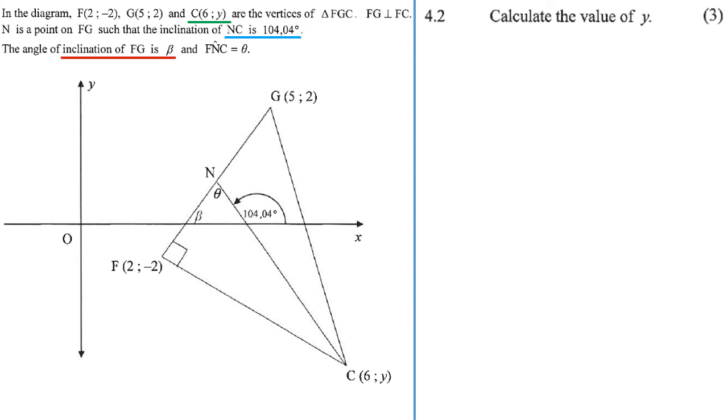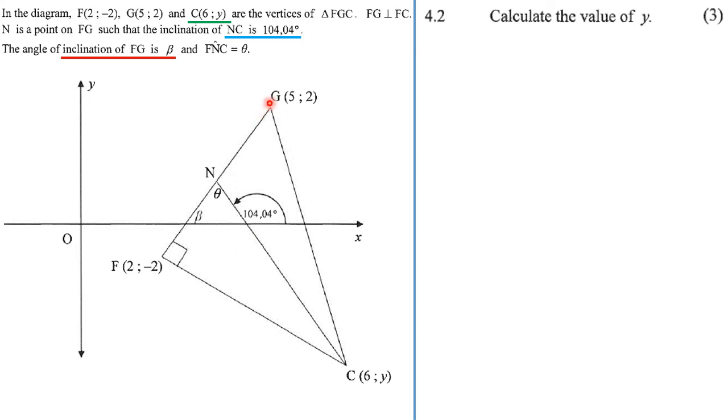But what we know is that, remember, we are using properties of perpendicular lines. The gradient of FG or GF multiplied by the gradient of FC is supposed to give us -1, because these lines are perpendicular. The product of the gradients of perpendicular lines will always give you -1. And when you know the gradient of one line, determining the gradient of the other is very simple, because you just take the reciprocal of the first gradient with the opposite sign.